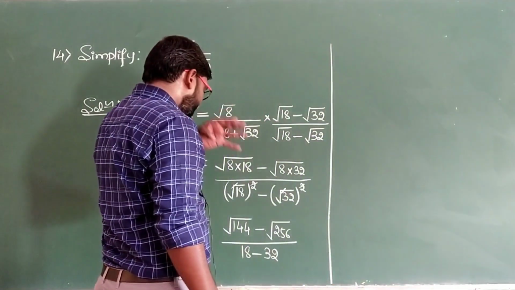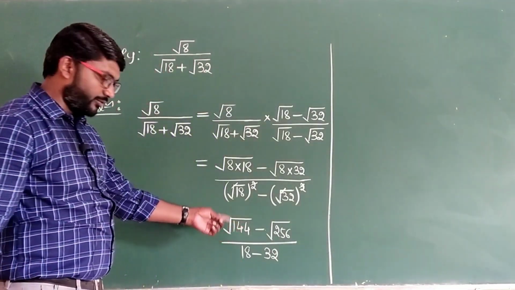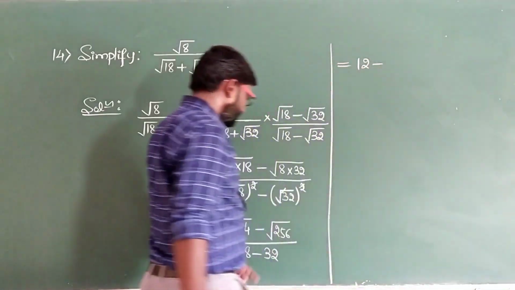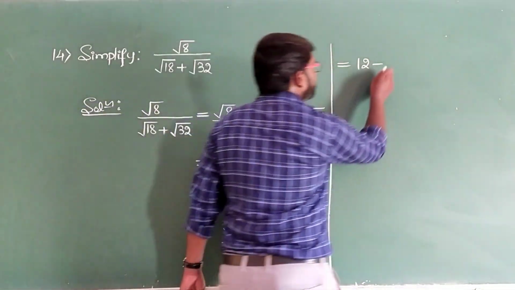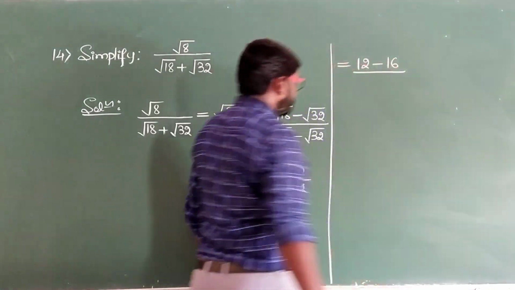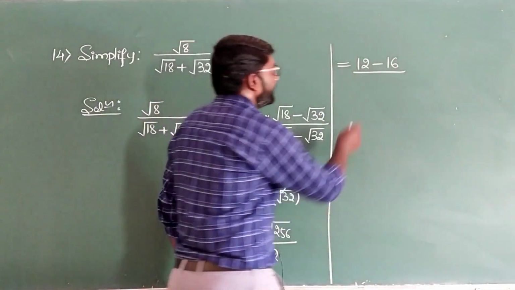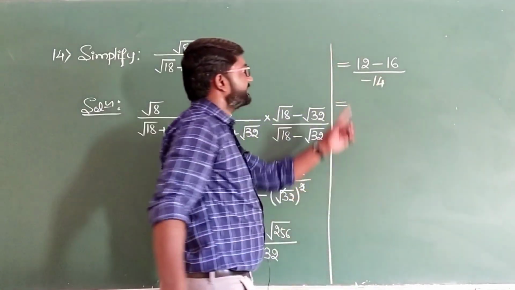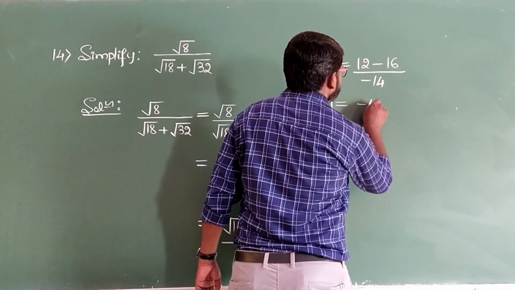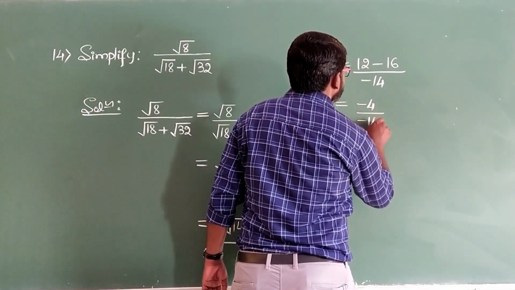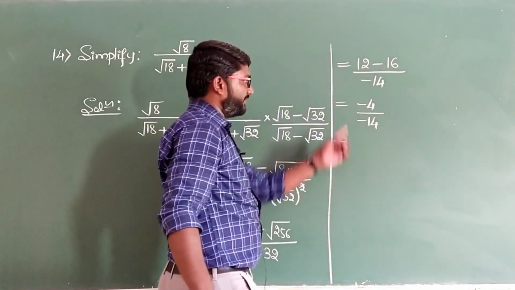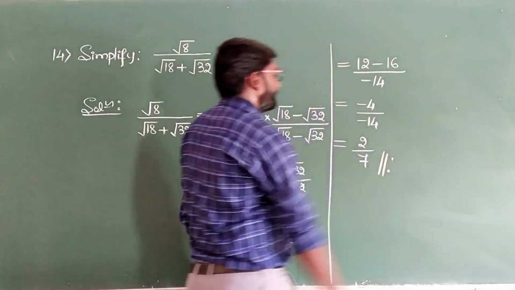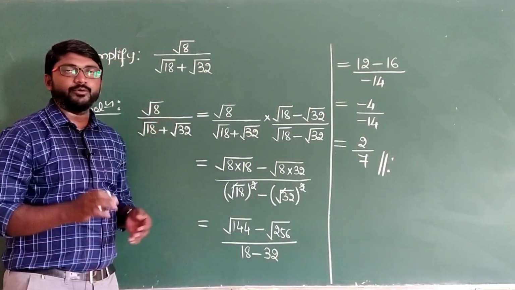So here this can be written as root 144 will be 12, which is equal to 12 minus root 256 will be 16 divided by, so 18 minus 32 will be minus 14. So now 12 minus 16 will be minus 4 divided by minus 14, minus by minus it is plus, 2 twos are 4, 2 sevens are 14. So this is the required value. So this is all about the 14th problem.